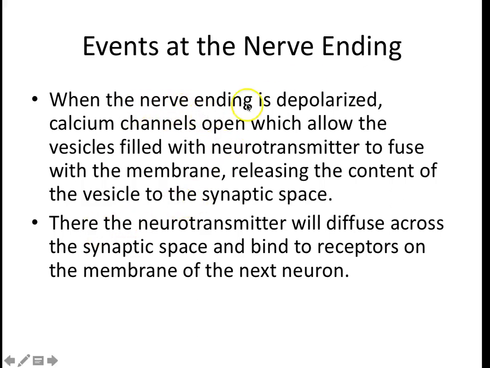So it says, when the nerve ending is depolarized, calcium channels open, allowing the vesicles filled with neurotransmitter to fuse with the membrane and release the content of the vesicle, the neurotransmitter, into the synaptic space. There, the neurotransmitter will diffuse across the synaptic space and bind to receptors on the membrane of the next neuron. If the odds are good, it brings it to action, and the electrical signal continues down a nerve path.